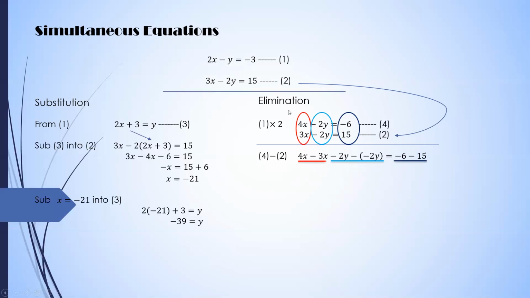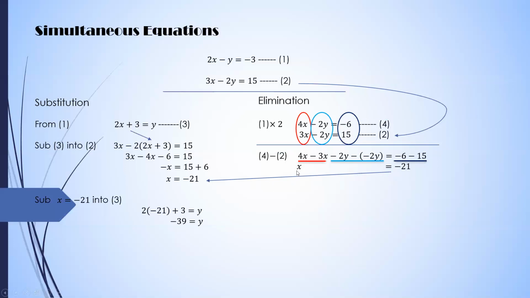The process of elimination is we try to eliminate one of the unknowns. So 4x minus 3x, you get this. Minus 2y minus negative 2y is this thing. Negative 6 minus 15 you put here. All right. So after that, you get only one x. Sorry, because 4x minus 3x you get x. Then this one is gone, right? This one becomes 0. Now this one becomes negative 21. You can see our answer is still the same.